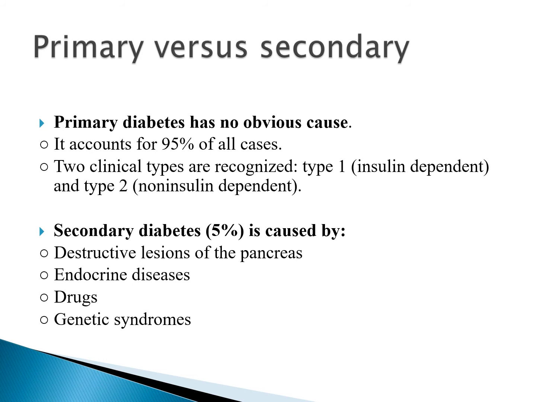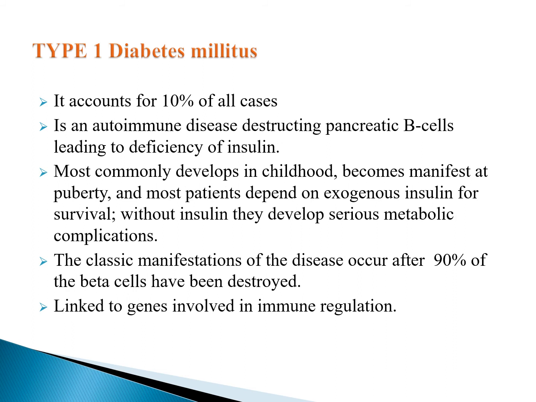Whereas primary diabetes is when we have no obvious cause and it accounts for 95% of all cases, and those primary diabetes are subdivided into type 1 diabetes and type 2 diabetes. Type 1 diabetes we call the insulin dependent diabetes, while type 2 diabetes we call the non-insulin dependent diabetes. Type 1 diabetes accounts for only 10% of all cases of diabetes. So the majority of cases of diabetes are type 2.